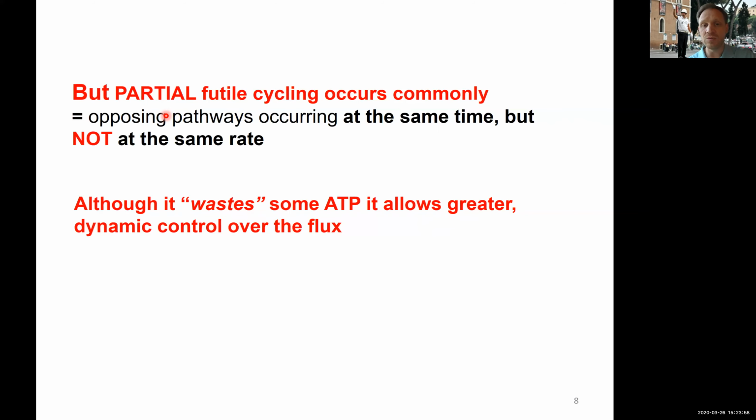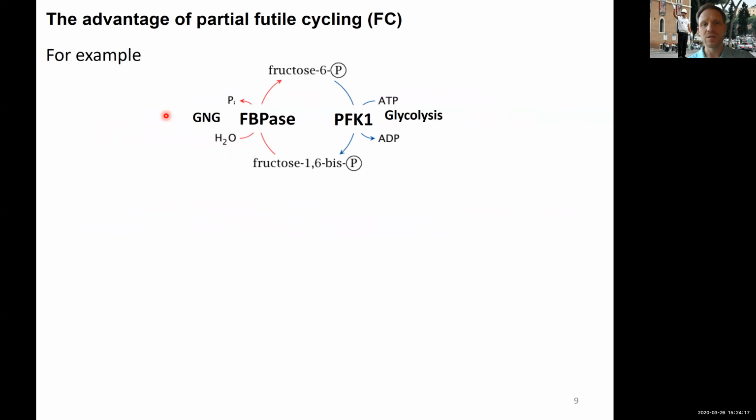And yes, it's true, that does waste, if you will, some ATP, but we will see in an example that I'll show you in just a second that it allows for greater and dynamic control over the pathway flux in both directions. And that can be really helpful for metabolism. So why is partial futile cycling an advantage?